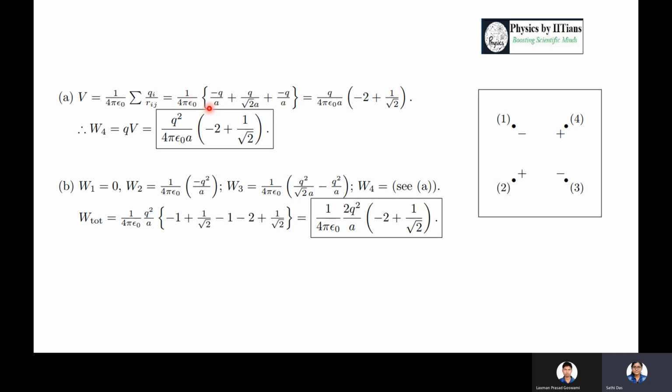So do you understand? We have to take all the potentials due to 1, 2, 3 at the point 4. So what will be the voltage for these three charges? That is q by 4 pi epsilon naught a, times minus 2 plus 1 by root 2. Now what will be the work done? That is q into v. Okay. So it will become q square by 4 pi epsilon naught a, times minus 2 plus 1 by root 2.